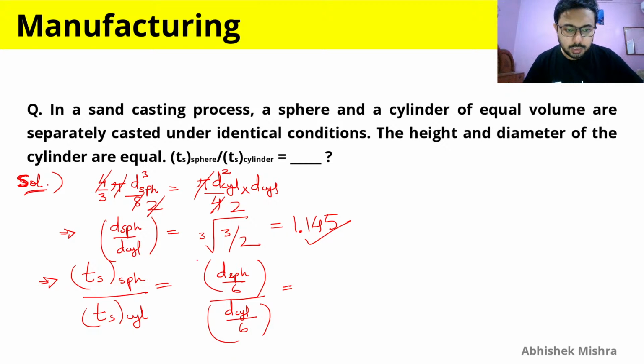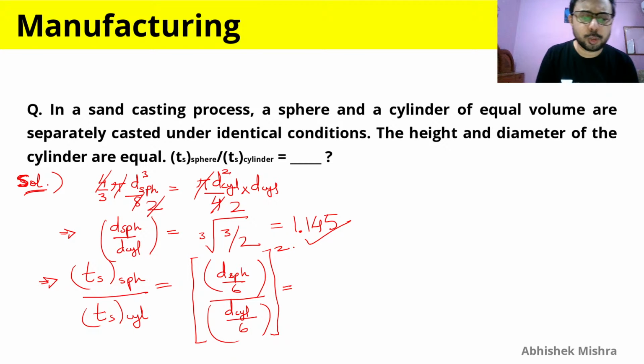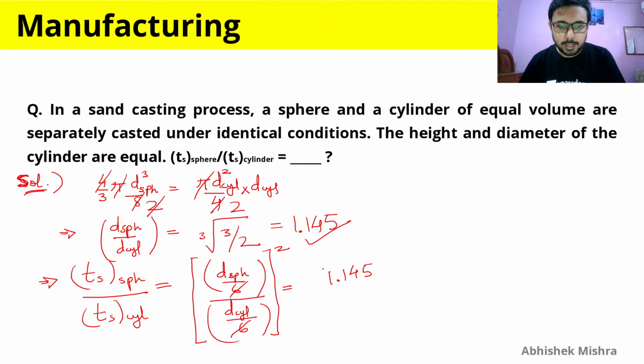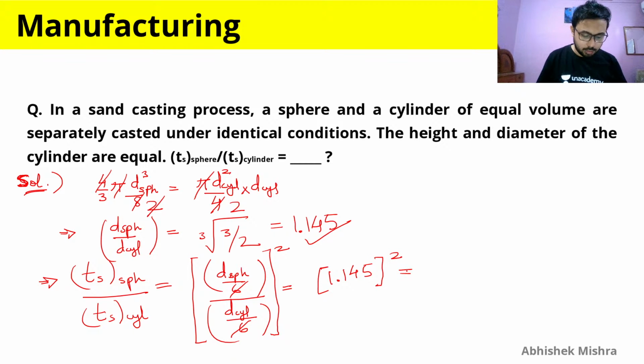So here all the terms will have a square because of the solidification time formula, which is solidification time proportional to V by A square. So what we will get here is simply we have calculated, the 6 will get cancelled out, we have calculated 1.145, and now we will just square this, and after this we will get the answer. So our answer is coming out as 1.31.